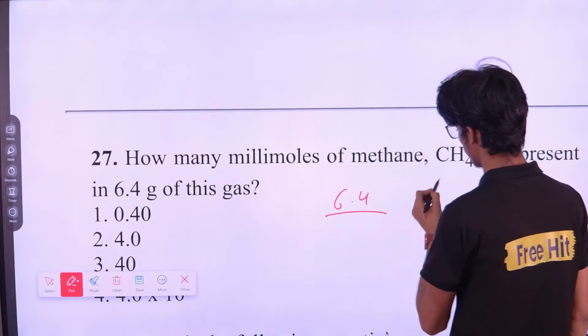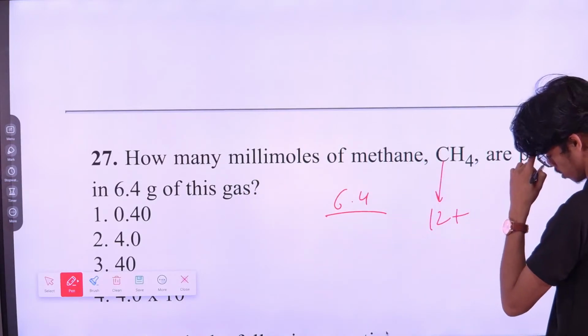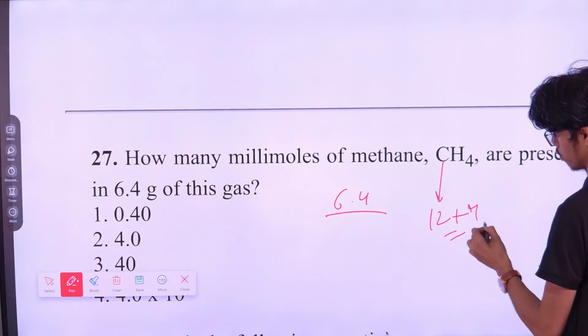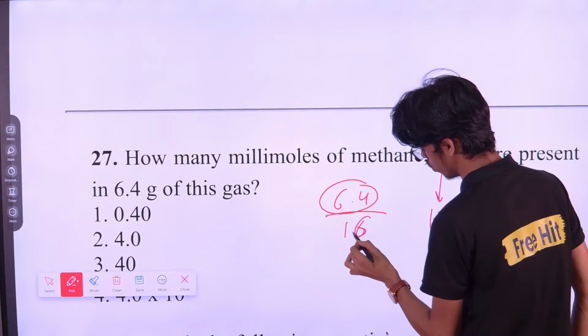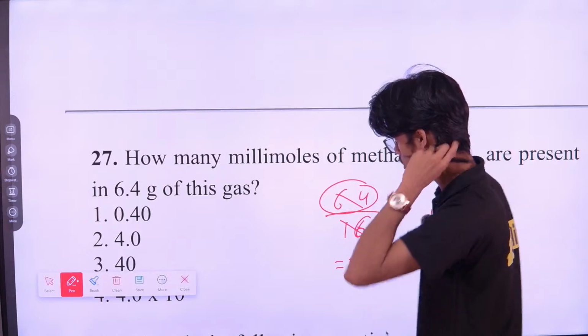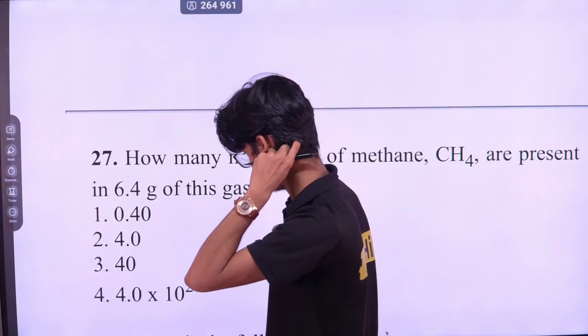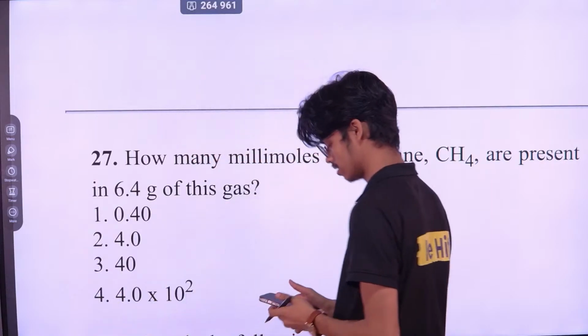Molar mass of CH4, what is the molar mass of CH4? Carbon is 12, hydrogen is 4. 12 plus 4 is 16. So, you divide by 16. Given mass upon molar mass, and you cancel this, you will get 0.4. So, this is 0.4 moles. Option number 1 is the right answer.